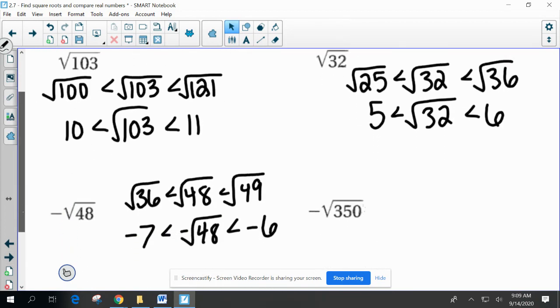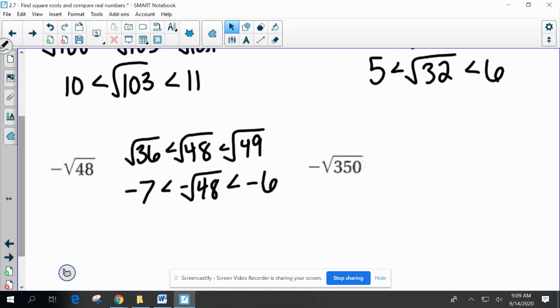Okay, so I'm going to go ahead and include my negatives. Which one would I do first because it's negative? 19. So negative 19 is less than negative square root of 350 would be less than negative 18.